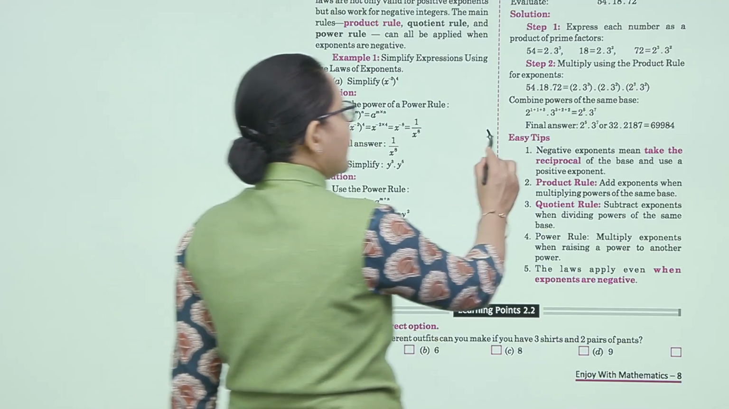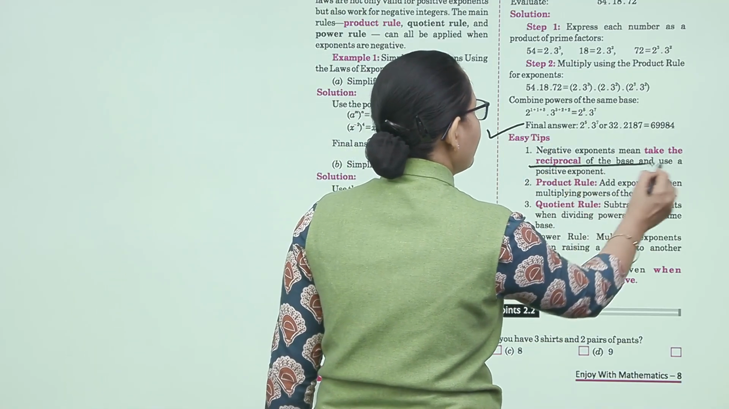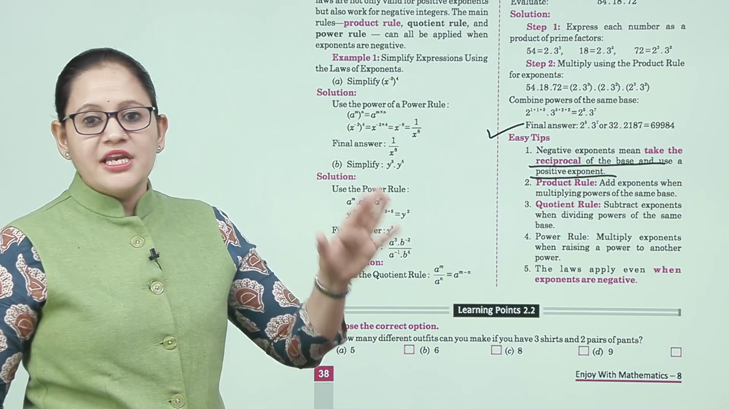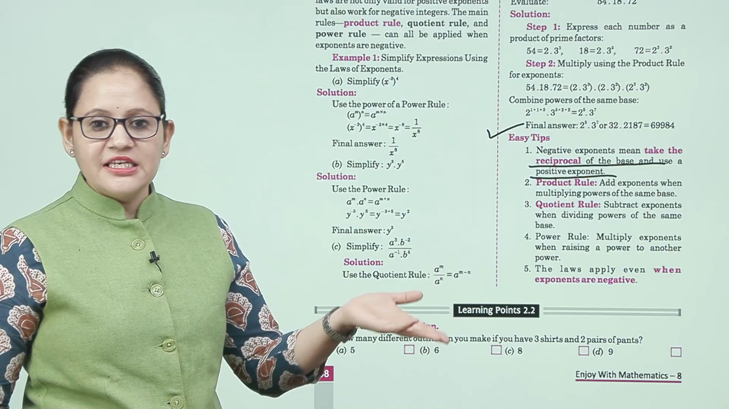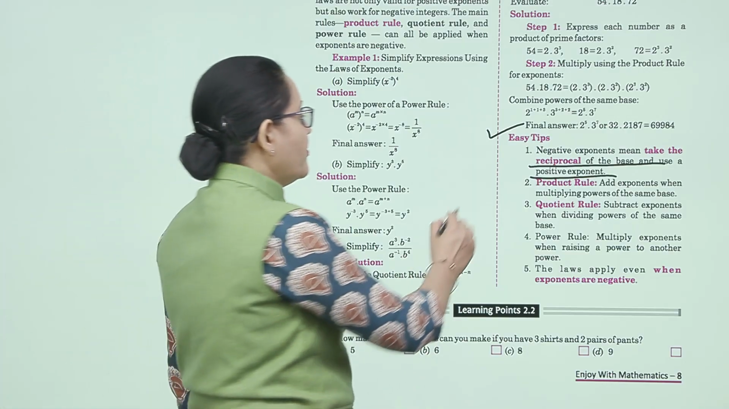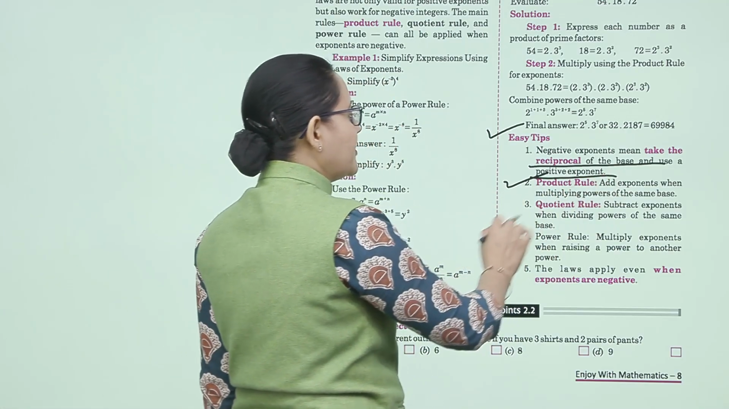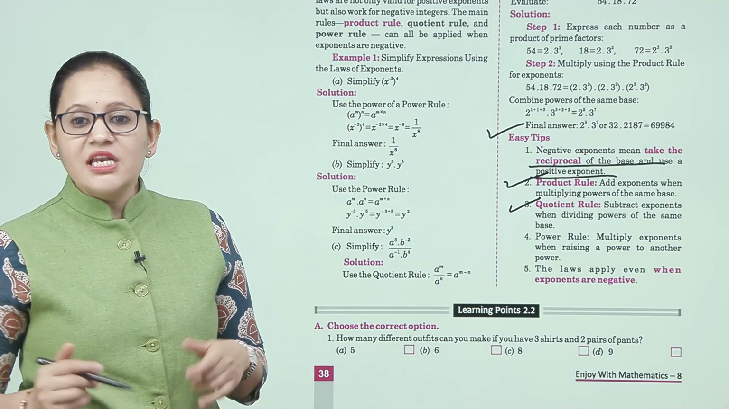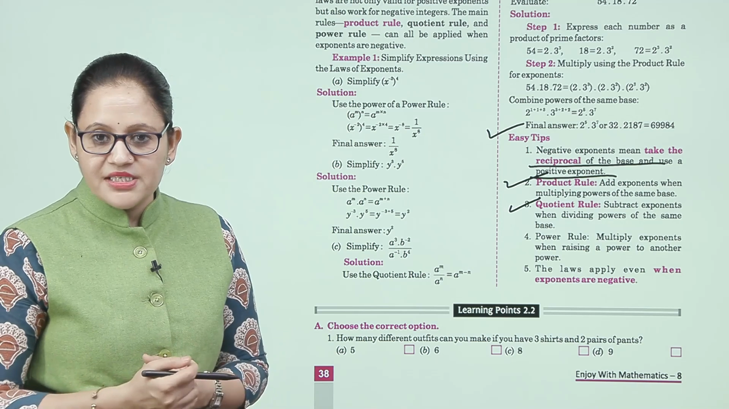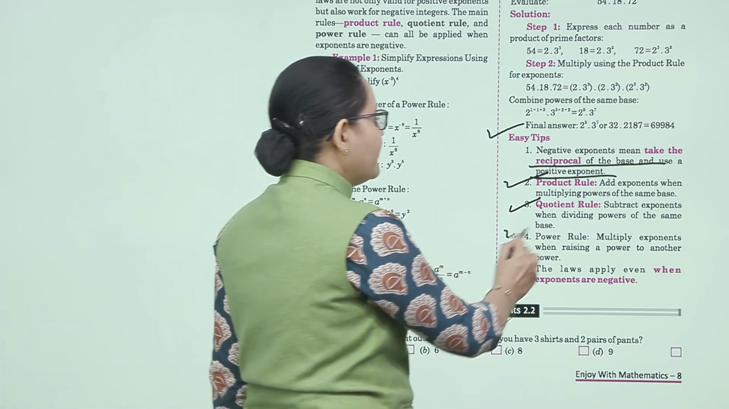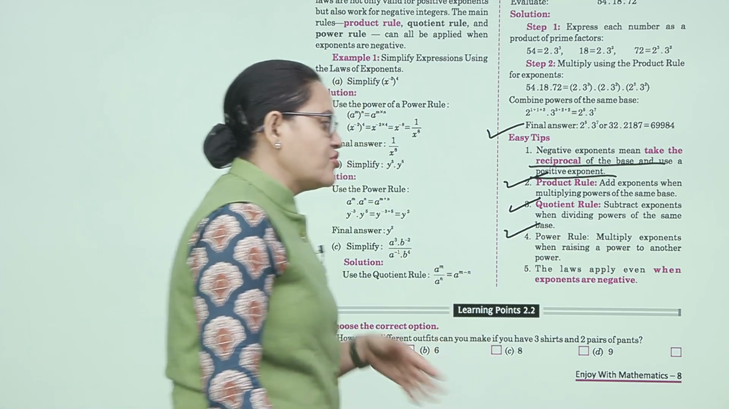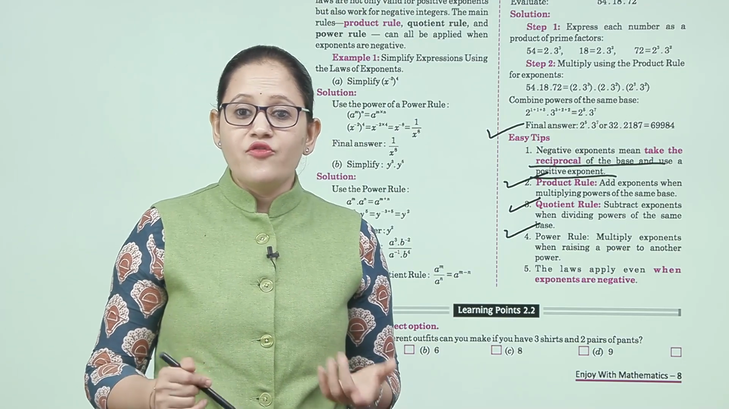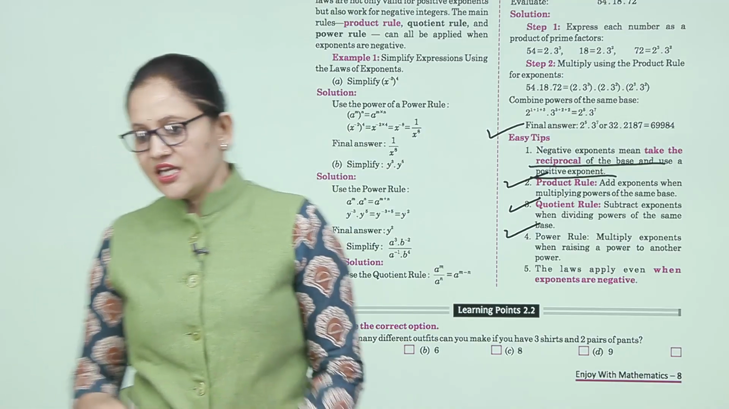Now, easy tips. A negative exponent means take the reciprocal of the base and use the positive exponent. Means first we have to reciprocate the base and then take the positive exponent. Product rule: add exponents when multiplying powers of the same base. Quotient rule: subtract the exponents when dividing powers of the same base. Power rule: multiply exponents when raising a power to another power. The laws apply even when exponents are negative.